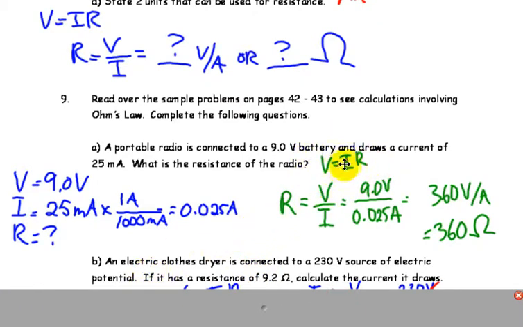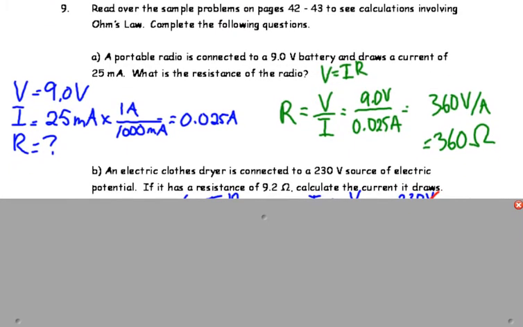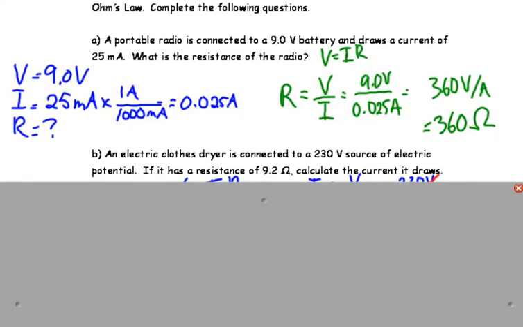So V equals I times R. Rearranging this for R, V over I will give us R. 9 volts divided by 0.025 amps gives us 360 volts per amp, or of course we can represent that as 360 ohms. Okay, I'll have you try the next few questions.